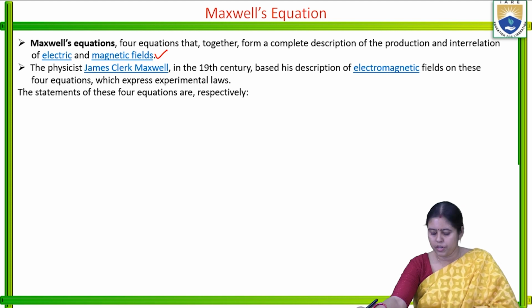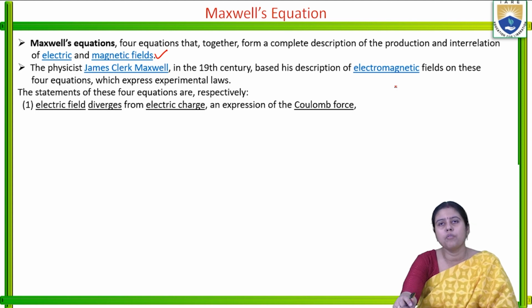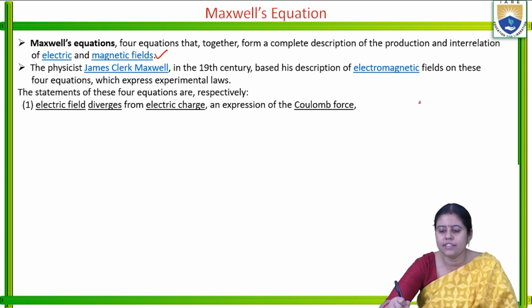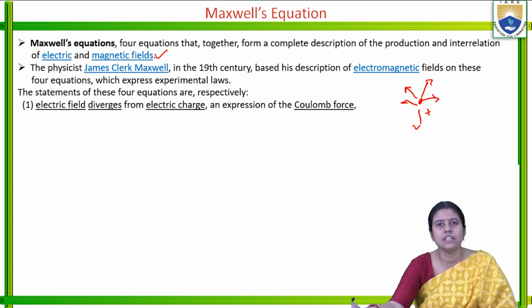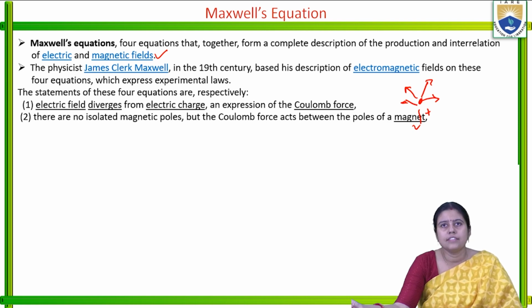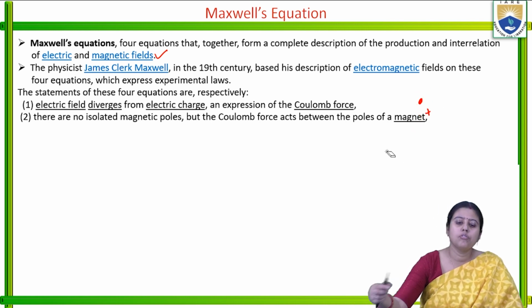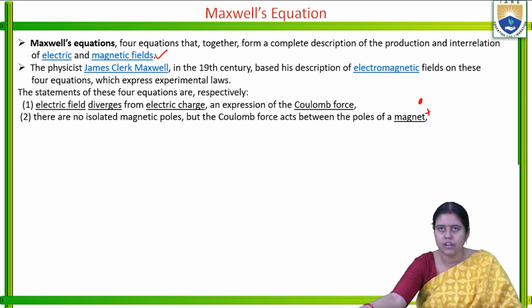The statements of these four equations are: first, the electric field diverges from electric charges, an expression of Coulomb's law. If there is an electric charge, there is an electric field which diverges from the positive charge, which gives the expression of the Coulomb force or electric field intensity. The second statement is that there are no isolated magnetic poles, though Coulomb's force acts between the poles of a magnet.